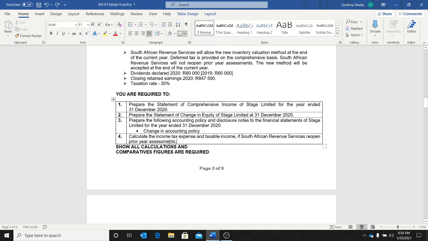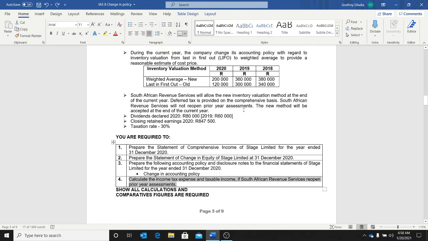Now here they are saying calculate the income tax expense and taxable income if SARS reopen prior year assessment. So they are saying this thing in relation to this one here. When you are doing this question, it says SARS will allow the new inventory valuation method at the end of the current year. Deferred tax is provided on a compulsory basis, so will not reopen. You see here in the question they're saying they're not reopening. The new method will be accepted at the end of the current year. I think it's just duplication. It's already said here at the top, right?